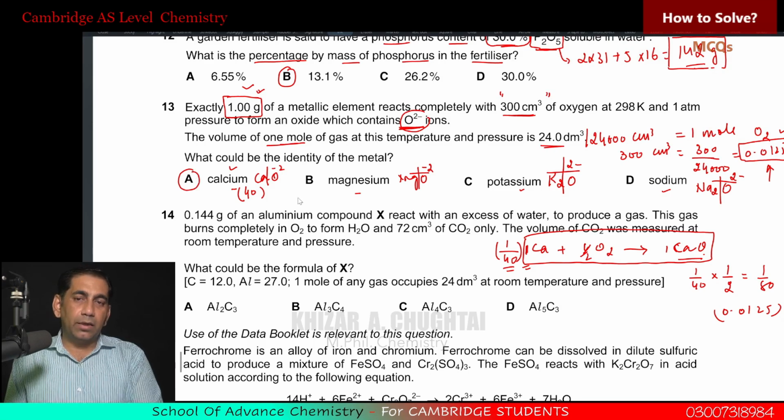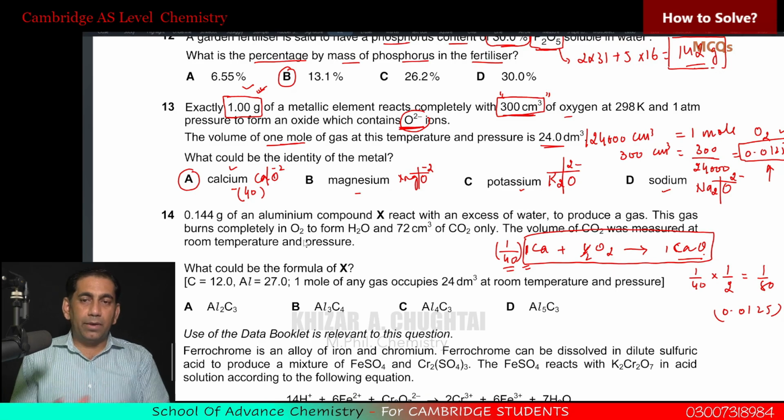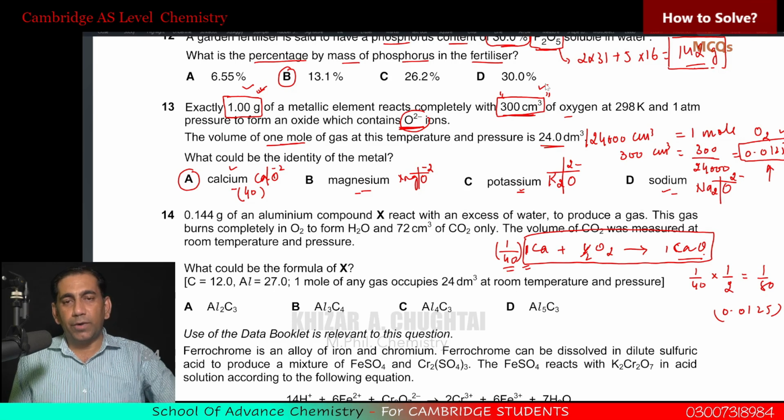Calcium is the metal. If we are using 1 gram calcium, then it will use this mole of oxygen, or in other words, you can say it will use 300 centimeter cube oxygen. And for a 1 gram sample of another element, they will either use more than 300 centimeter cube of oxygen, or they will use less than 300 centimeter cube of oxygen. So A is the correct option.